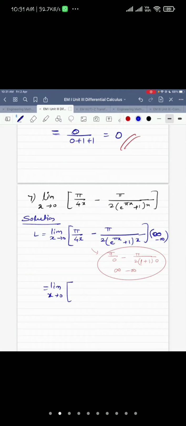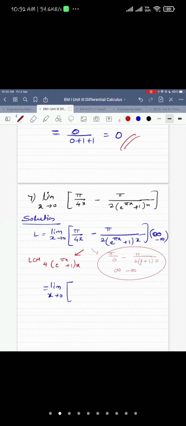First, what we do, we cross multiply. But while doing cross multiplication, look at the LCM. What is the largest term? We have the largest term as 4. So here the LCM is 4. Among 2 and 4, 4 is largest, right? x is present for all and e raised to pi x plus 1 is also there. So this is the LCM.